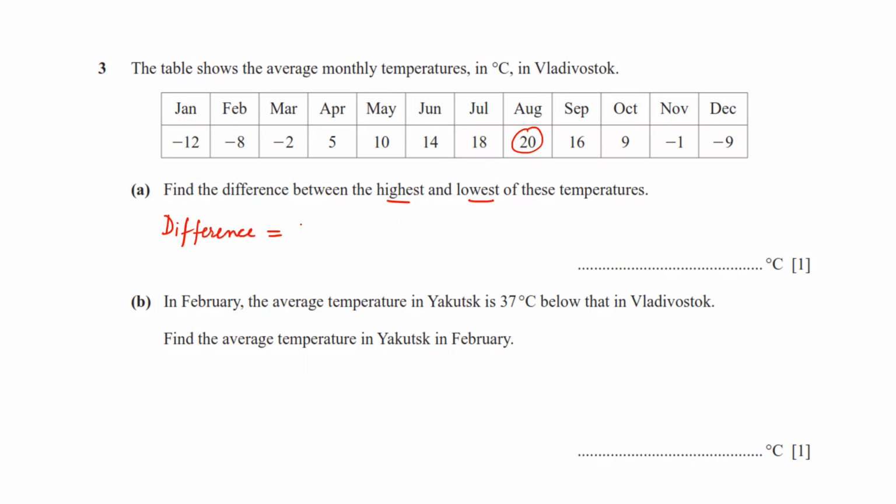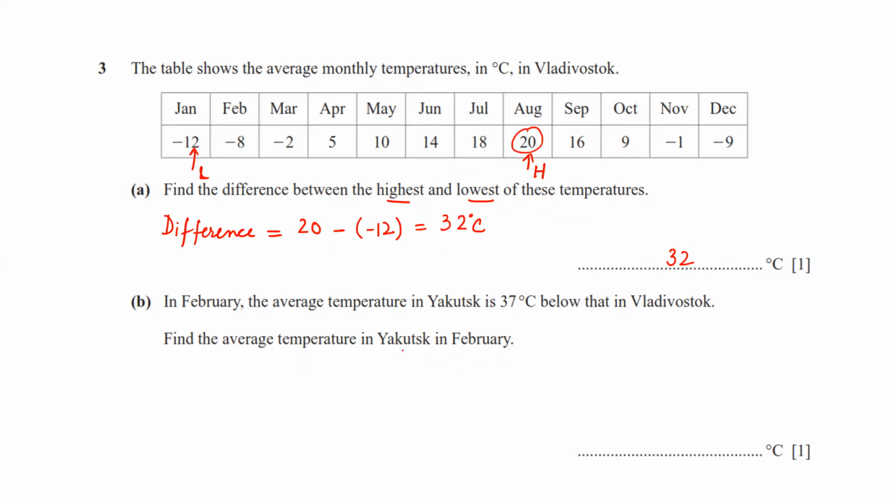The difference is the highest, that is 20, minus the lowest. So this is my highest temperature. The lowest is -9, no -8, no -12. So this is my lowest, -12 degrees. So the difference is 32 degrees centigrade. So the answer will be 32.